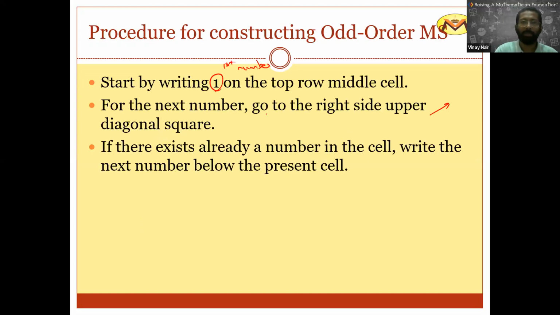Yes. These are the three rules. Remember, this algorithm is for an odd order magic square. Order means how many rows and how many columns will be there. You cannot do this for even order for the simple reason that there is no middle cell in an even order magic square.